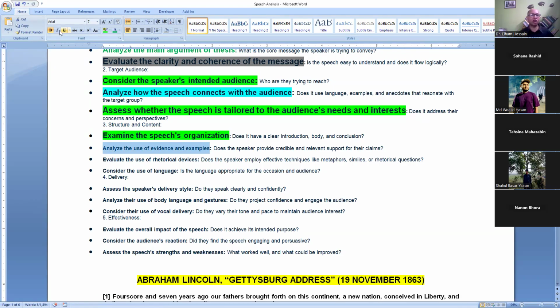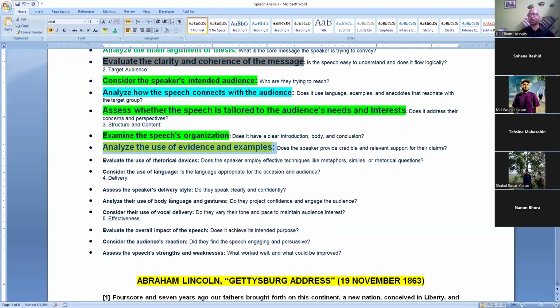Then you have to incorporate some examples. For example, you are delivering a speech. If you start your speech with a story about your personal experience, then you can easily connect yourself with your audience. So you have to start your speech with an interesting story, but the story must not be irrelevant. The story should be relevant.